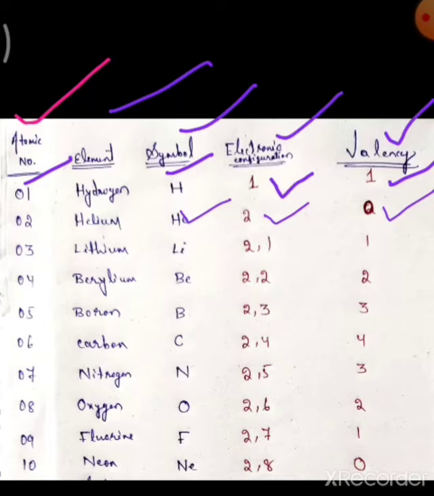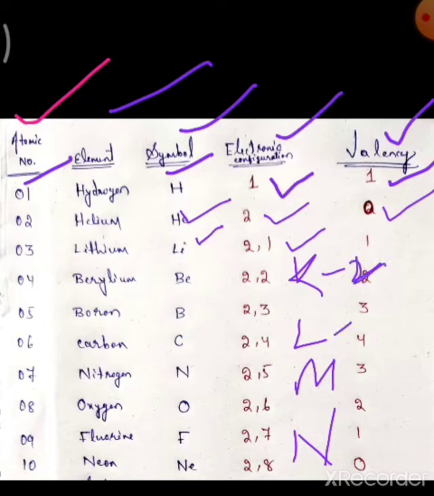Then lithium, symbol Li, electronic configuration 2 1. Electronic configuration means the arrangement of electrons in the shells. There are 4 shells. I have already told you about these shells and their capacity. The capacity of the K shell is 2, the L shell is 8, the M shell is 18 and the N shell is 32. So you will fill the electrons in the shells. That is the electronic configuration.